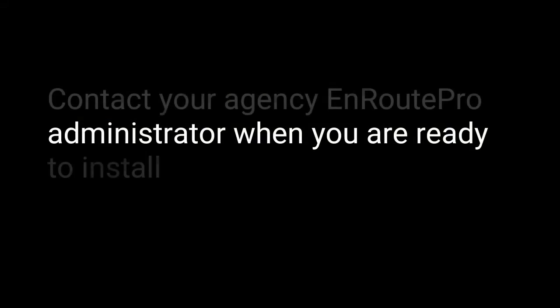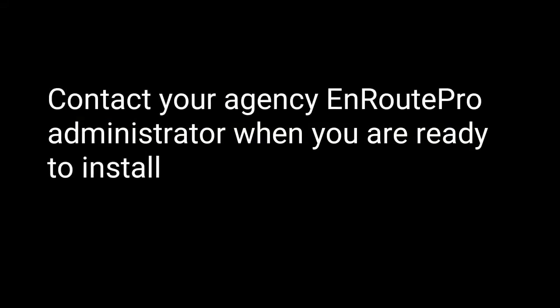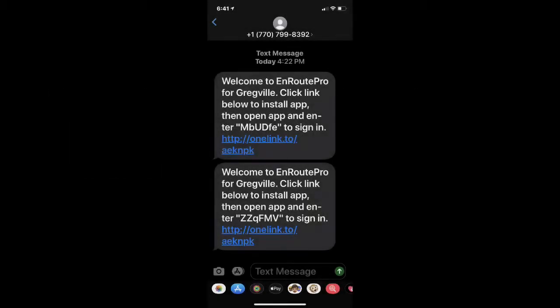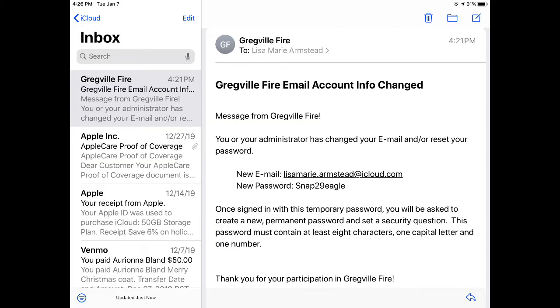First, if you are a new user, you must be in contact with your agency's EnRoutePro administrator. They will need your correct name, title, email address, and cell phone number to set you up in EnRoutePro. Working with them, you can choose to receive a text message with a link and responder ID from the EnRoutePro administrator at your agency, or you can get an email with a login and password. Either way works. Most responders find that the responder ID approach is easier since there are no passwords to remember.